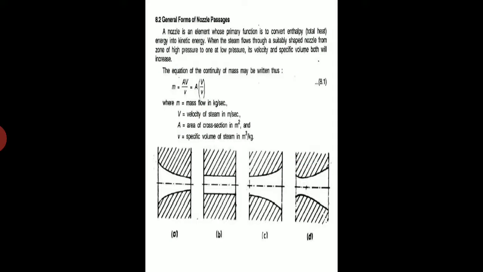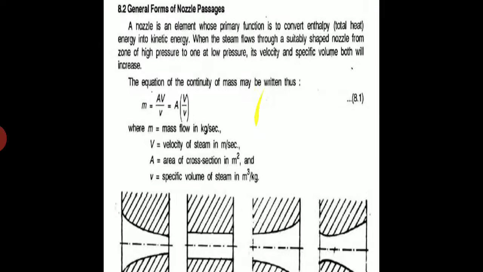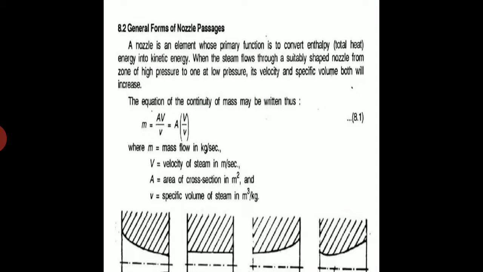Next we shall see what the general forms of nozzle passages are. How exactly do velocity, specific volume, and area relate? So when area increases, what happens to the specific volume? Let us see the general form of nozzle passages.